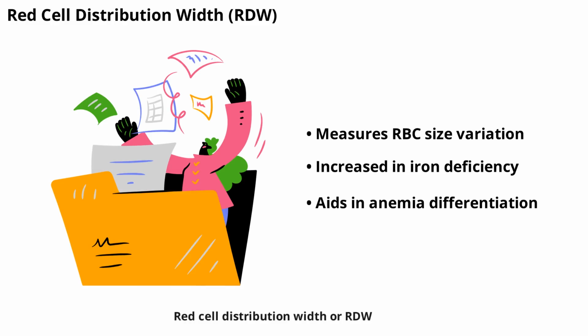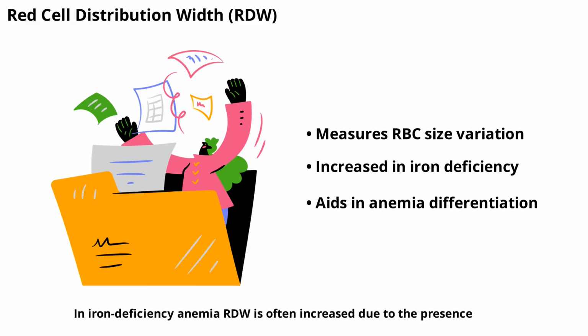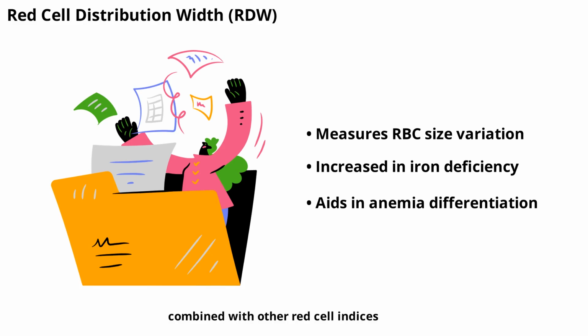Red cell distribution width, or RDW, measures the variation in size among red blood cells. In iron deficiency anemia, RDW is often increased due to the presence of both small and normal-sized red blood cells. This finding, combined with other red cell indices, helps confirm the diagnosis and distinguish iron deficiency anemia from other types of anemia.